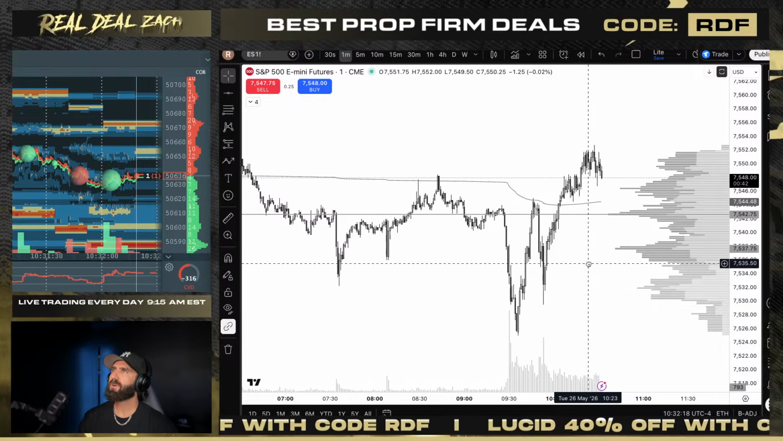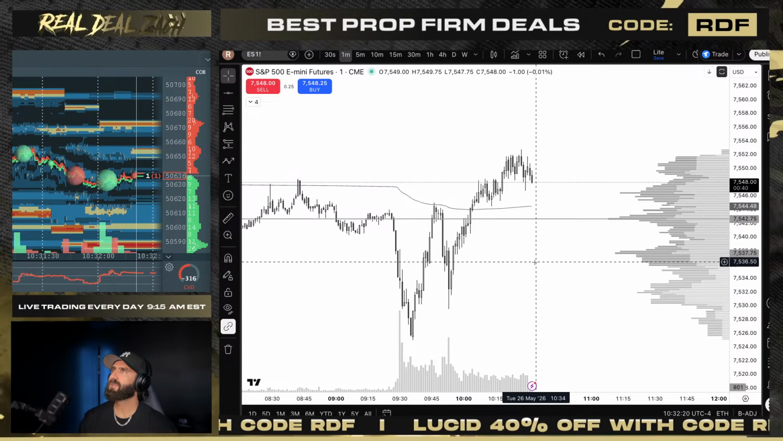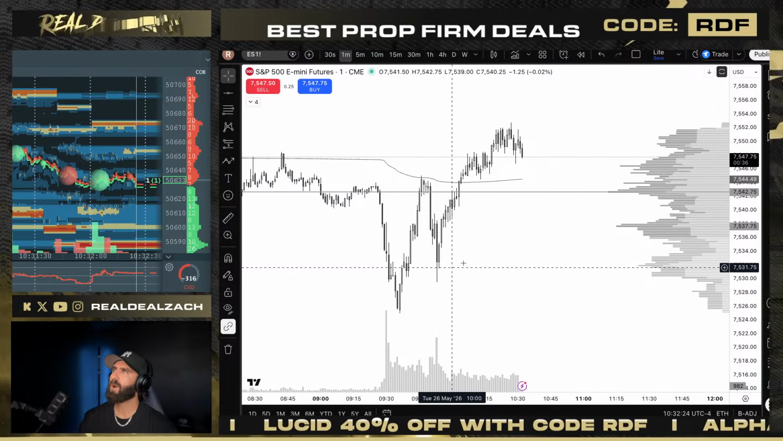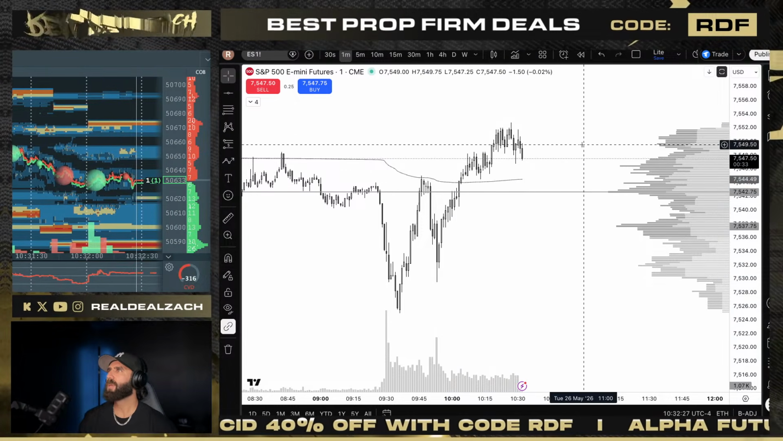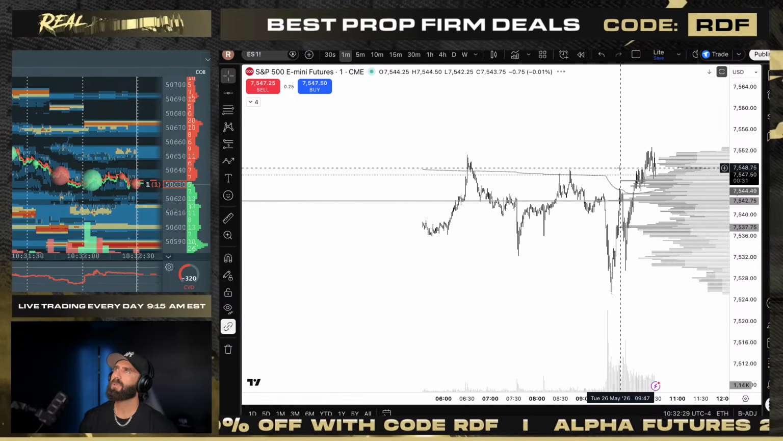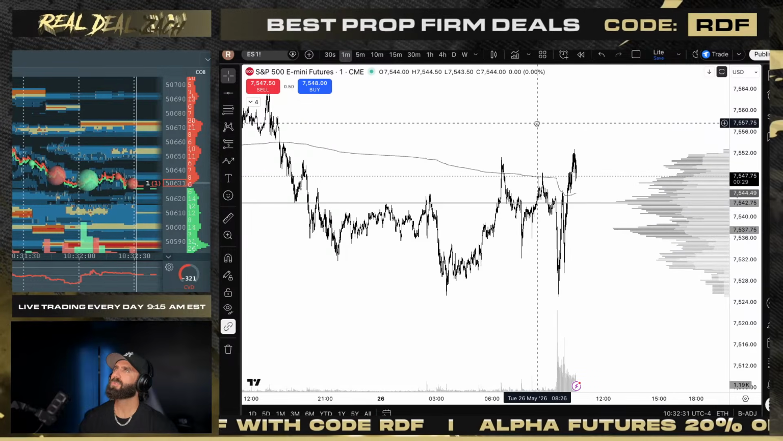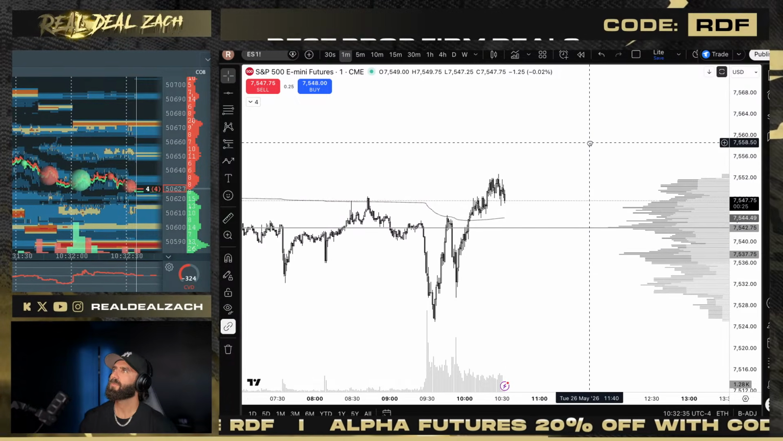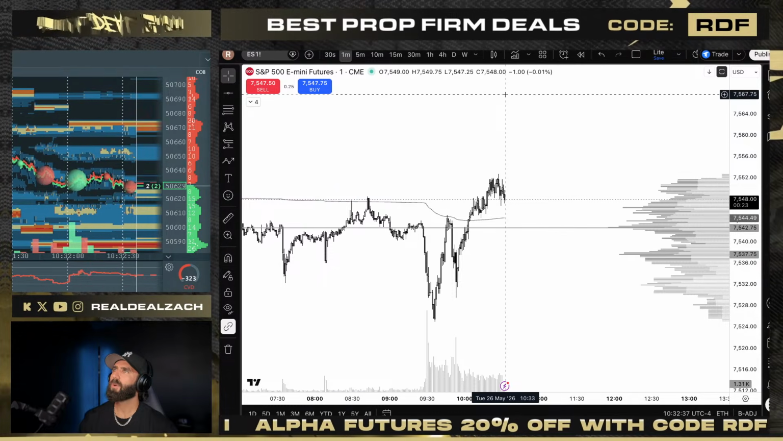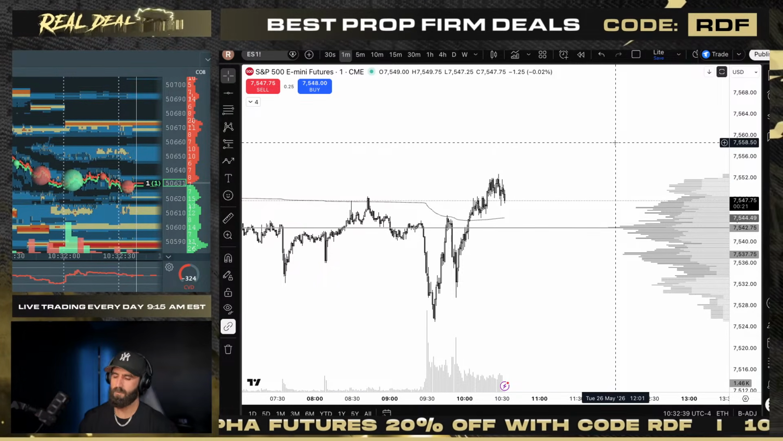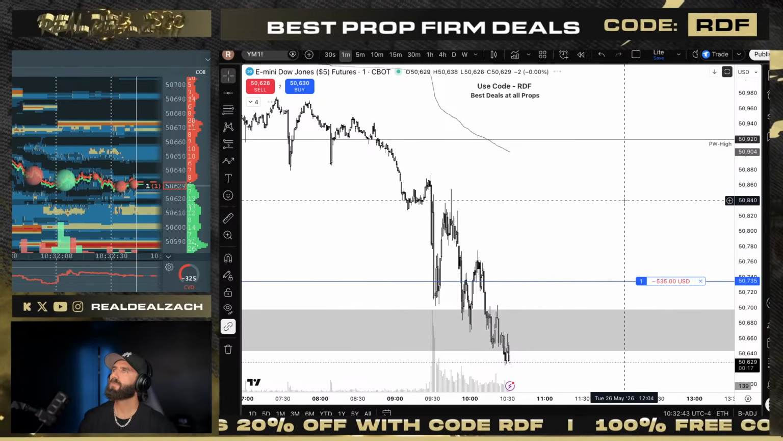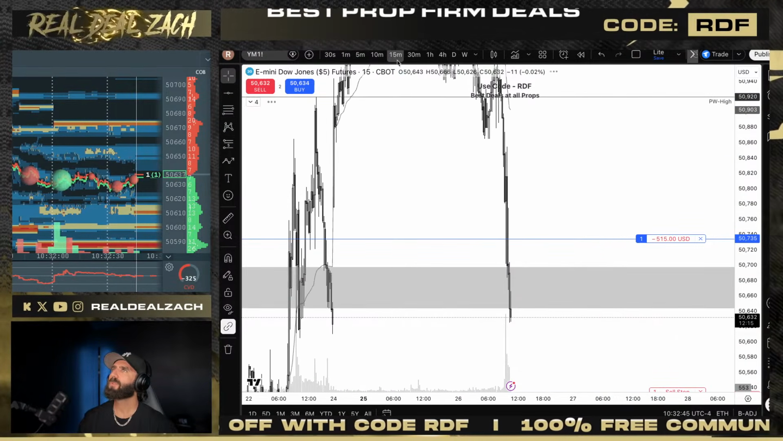ES back above. This is kind of nasty out of ES. That gave you a really nice sell off of VWAP. Break above, maybe a break and retest coming here. Doesn't look too strong though. I gotta say that really doesn't look too strong. And YM drifting lower.